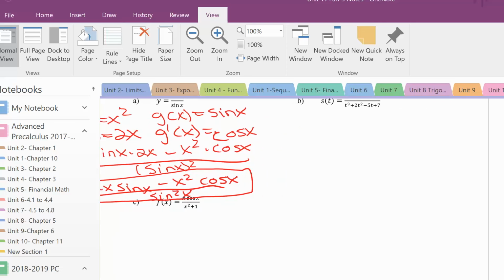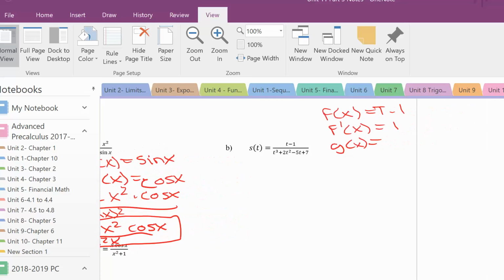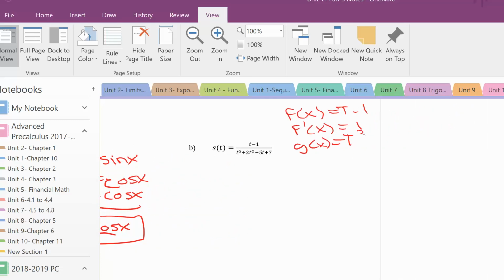All right, let's look at B again. So the first function, f of x, is t minus 1. The derivative is 1. The second function is t to the third plus 2t squared minus 5t plus 7. The derivative is 3t squared plus 4t minus 5.